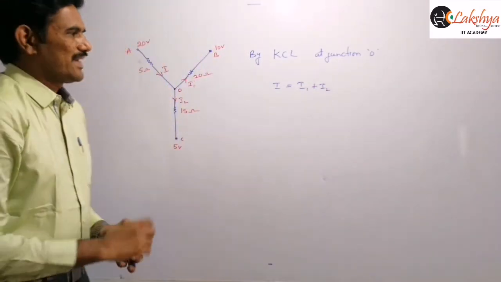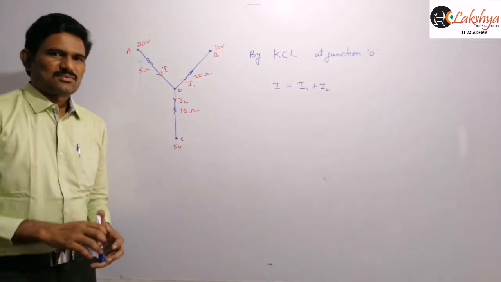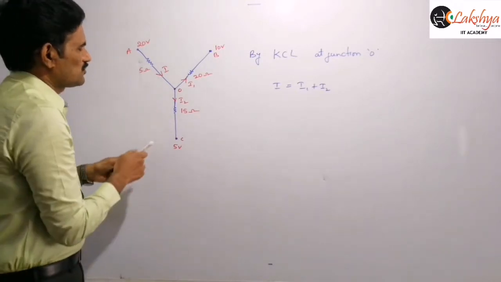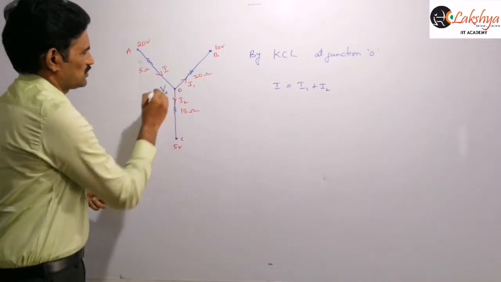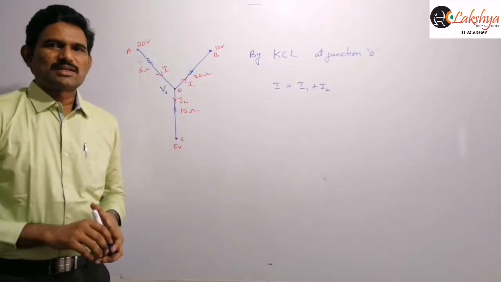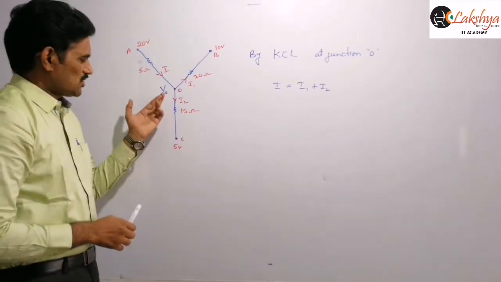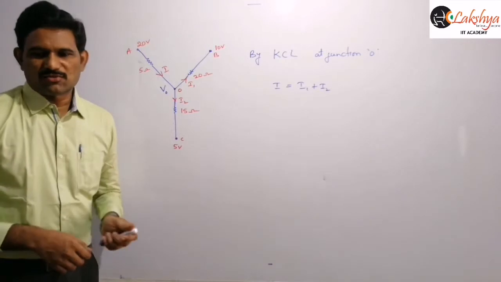Now I am substituting that I value from here. Here I am assuming the potential at this point as V0. Let the potential at that point be V0. This is what we are assuming, so we need to find that value.